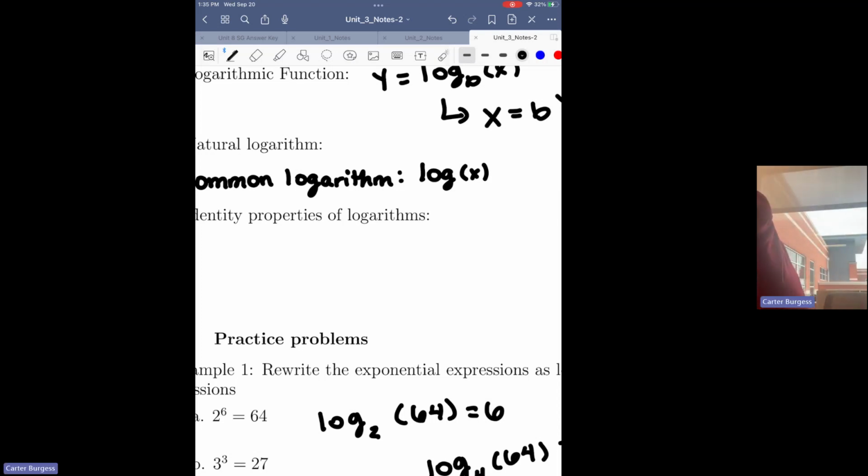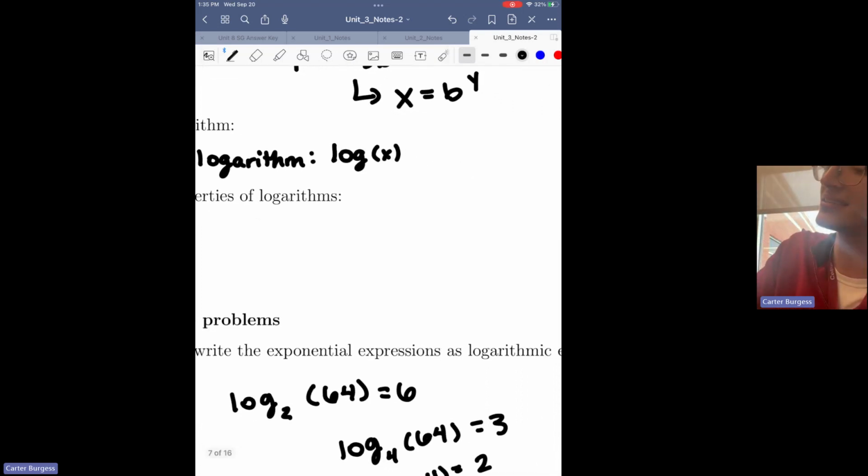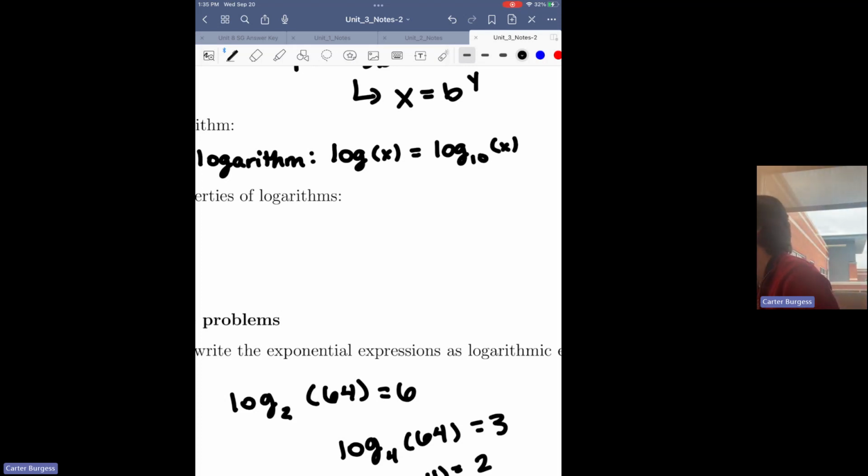So this isn't to say that there's no base. We're just being told, I'm assuming that you know what that base is. And what is that base? Does anyone know? 10. This is going to be the same as log base 10 of x. There's nothing wrong with writing log base 10 of x. It's just we have a faster way to do it, which is you can just leave off the base. So if I ever ask you what is log of something, it defaults to base 10.